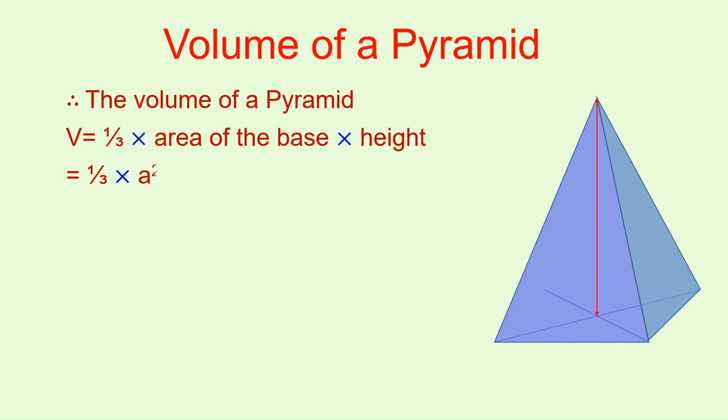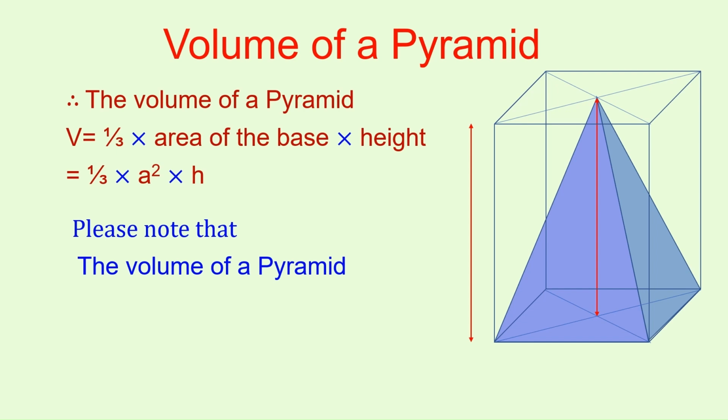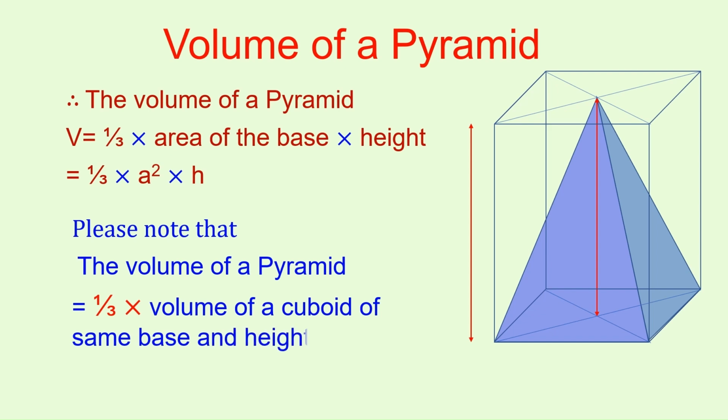The volume of a pyramid, V equals 1/3 times area of the base times height, equals 1/3 times a squared times h. Please note that the volume of a pyramid equals 1/3 times volume of a cuboid of same base and height h, equals 1/3 times L times B times h.